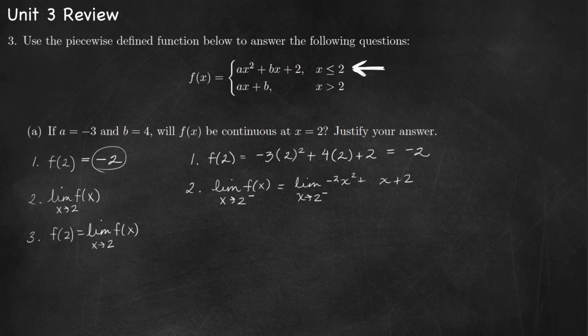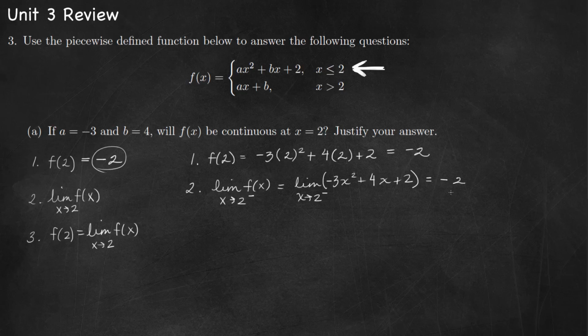So negative 3x squared plus 4x plus 2. And we're going to evaluate this limit using substitution. Well, this is actually the same thing mathematically we did to find f of 2. So I know, yes, this is going to equal negative 2. It's negative 3 times 2 squared plus 4 times 2 plus 2. So we get negative 2.